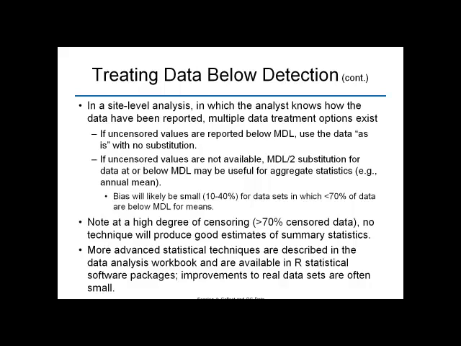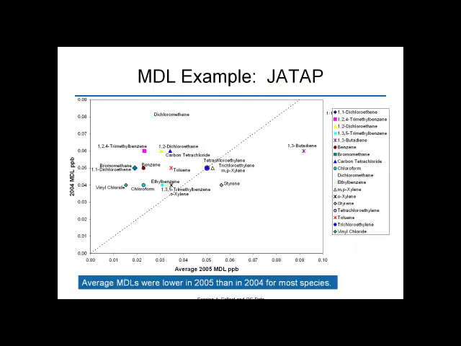So here's an example of changing your study design early in order to address an issue that was identified. This is from the JTAP study, which is in Arizona, and basically it was determined that in 2004 the method detection limits were too high for the goals of the study. And so in 2005 they went with a different laboratory, and the plot here just shows the average detection limits in 2004 versus 2005. Anything above the dotted line indicates that the detection limits were lower in 2005 than in 2004. Anything below the line, the reverse is true.